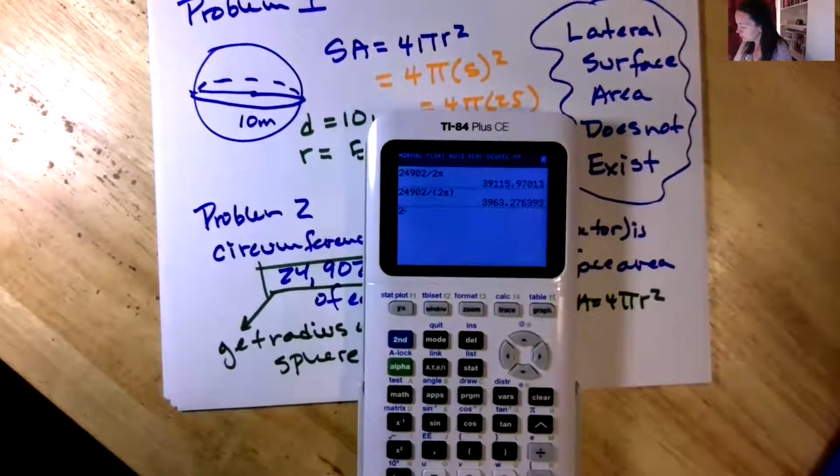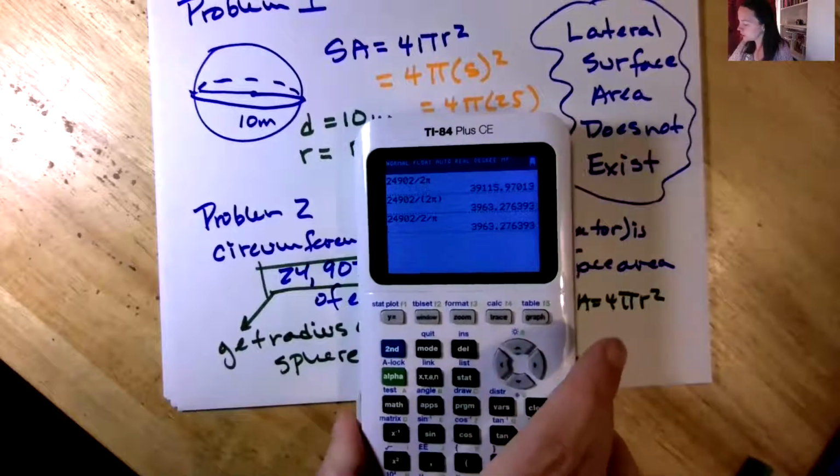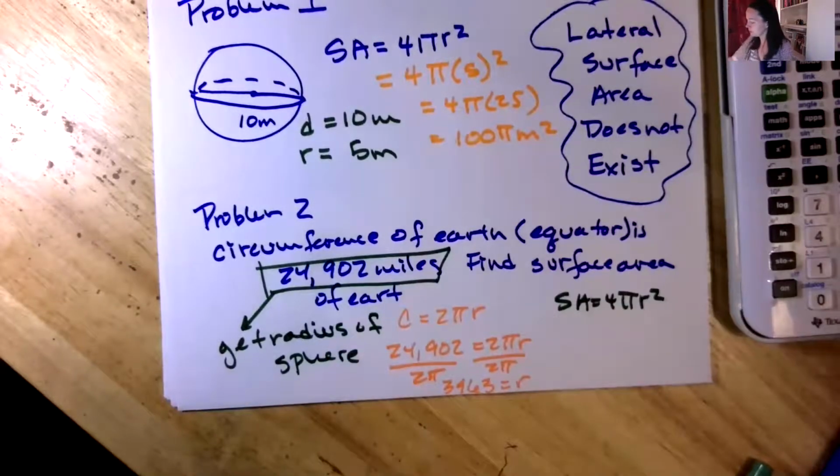Alternatively, if you don't want to use parentheses, you can also do 24,902 divided by 2 divided by pi. And that way you're saying, okay, I want you to divide by both of these. Either one of those would work. You just have to communicate with your calculator in a way it understands.